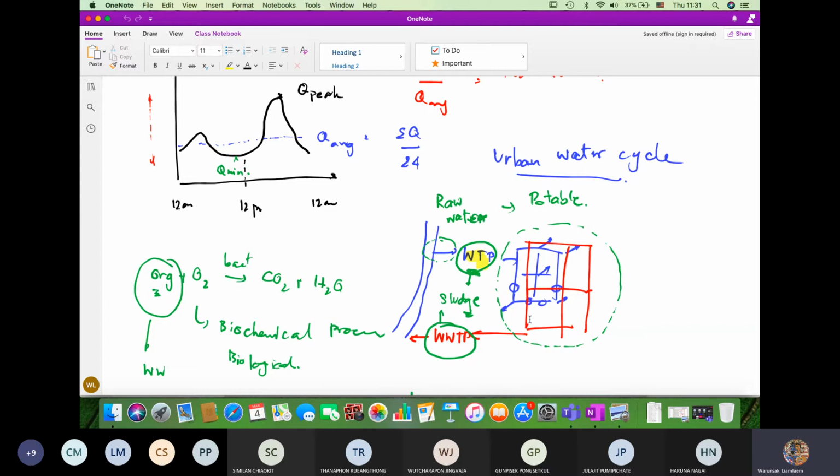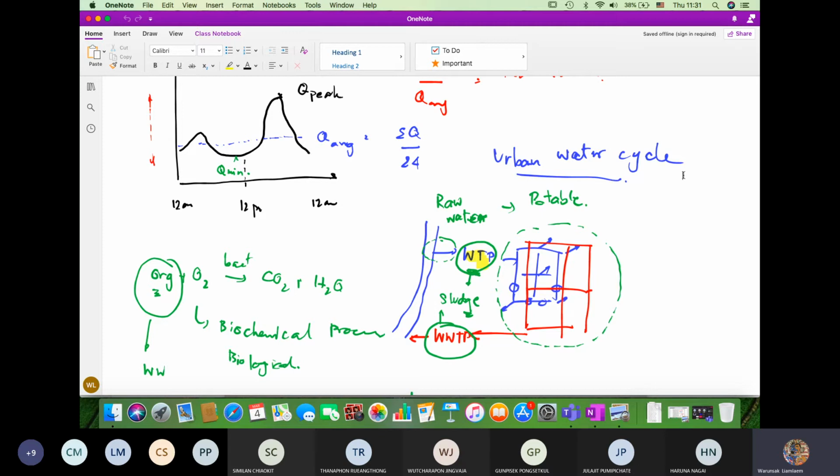And then wastewater coming from the communities will be again sent to the wastewater treatment plant. So we treat the wastewater here, and only the treated water will be discharged back to the rivers again. So it's just like a cycle. This cycle we normally call a water cycle.